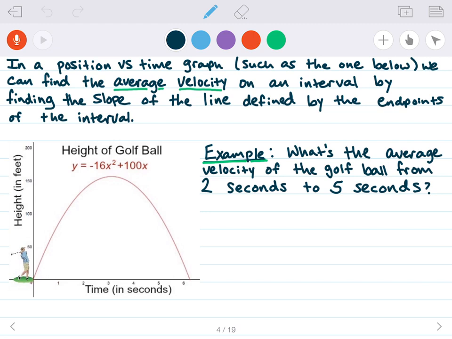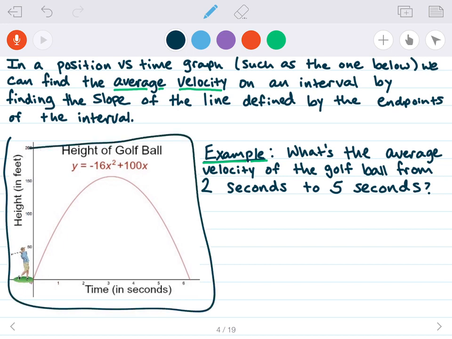When we have a position versus time graph, such as this, position is on the y-axis, which is in feet, and time is on the x-axis. Since velocity is the change in distance over the change in time, we can figure out the slope. The average velocity is just the slope of the line defined by two endpoints.